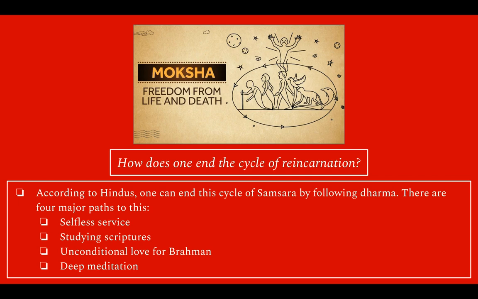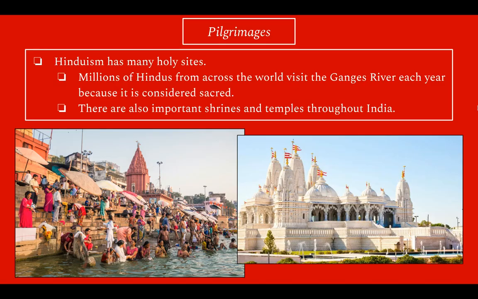First is selfless service, right? Doing your job selflessly, studying the scriptures, right? Studying the Vedas and the other texts, unconditional love for Brahman, their god, and then deep meditation is a part of it as well. So here we see moksha is freedom from life and death, right? This cycle you can see here, and then once they eventually hit moksha, they are rejoined with their universal god, Brahman.